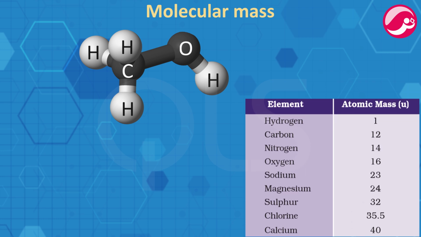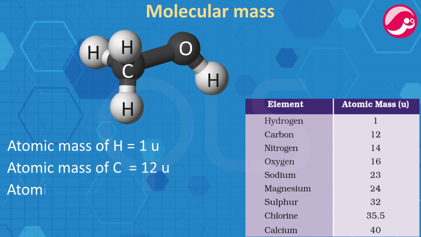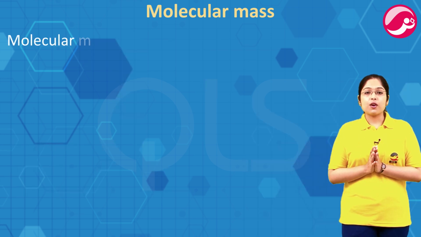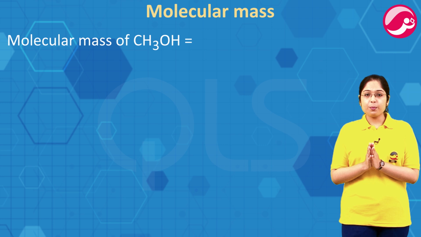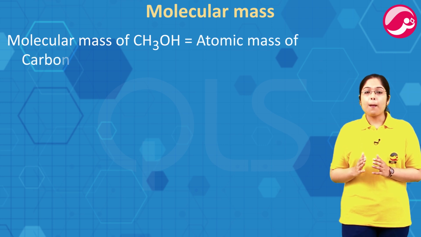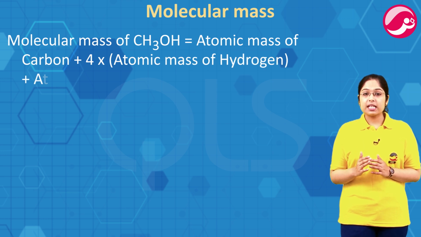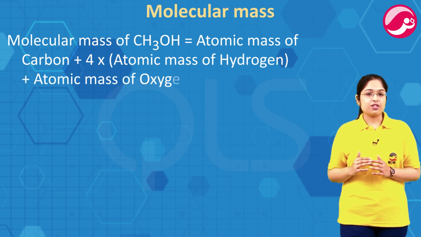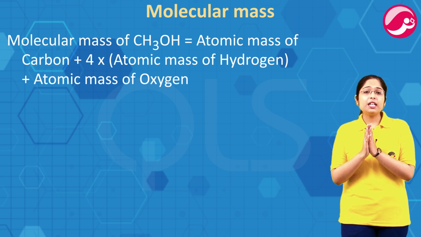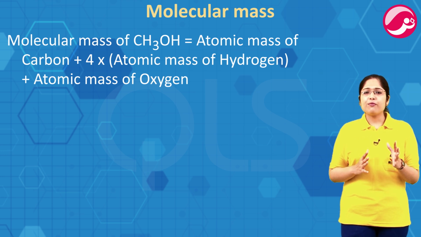From the list, you can see that atomic mass of hydrogen is 1 u. Atomic mass of carbon is 12 u. Atomic mass of oxygen is 16 u. Now, let's add up to find the molecular mass of methanol. Molecular mass of CH3OH is equal to atomic mass of carbon plus 4 multiplied by atomic mass of hydrogen plus atomic mass of oxygen. Notice that we are multiplying the atomic mass of hydrogen by 4.